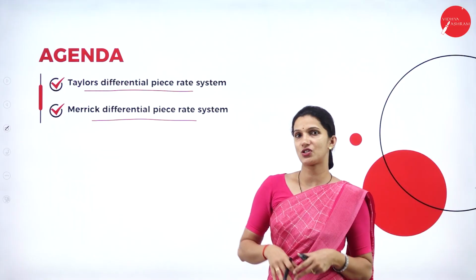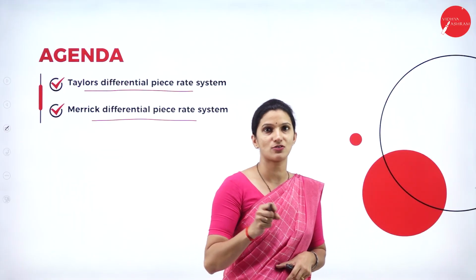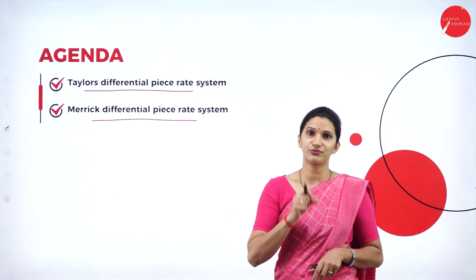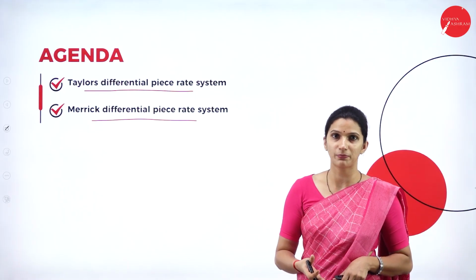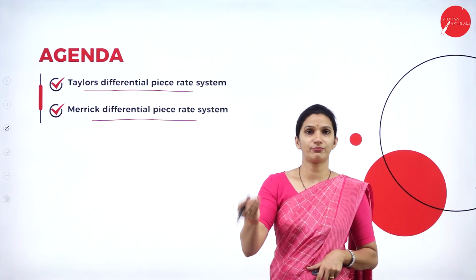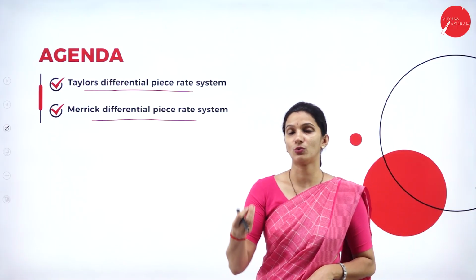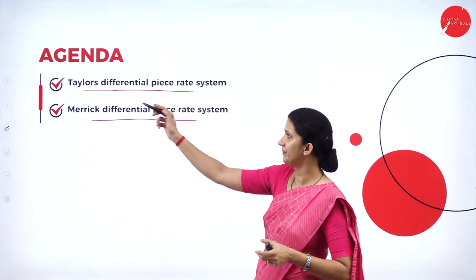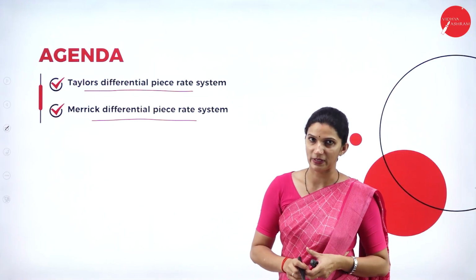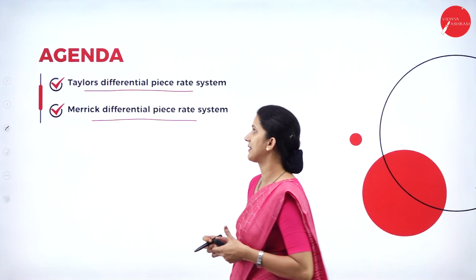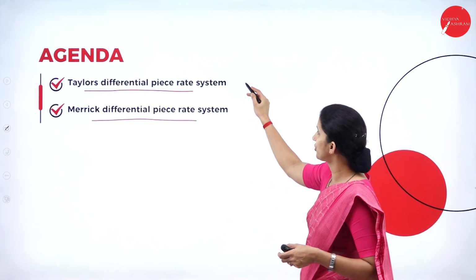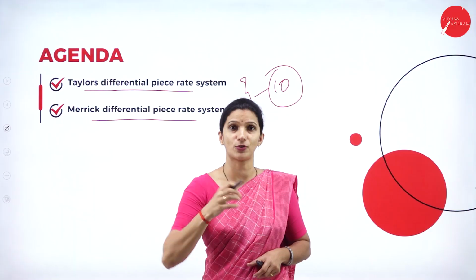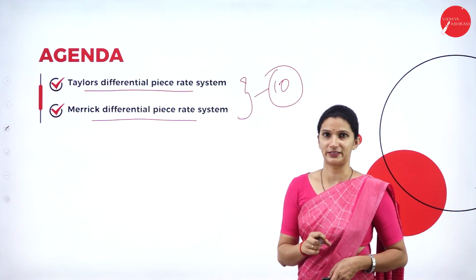In the previous sessions, we have seen the payment based on the time of work, the hours worked by the workers. There we have seen Halsey's and Rowan's plan. Here, the payment to the workers is based on the units produced by them. To calculate that wage, we have two systems. One is Taylor's differential piece rate system. Another is Merrick's differential piece rate system. Both concepts are very important from the exam point of view, where you can expect 10 marks questions under these two methods.